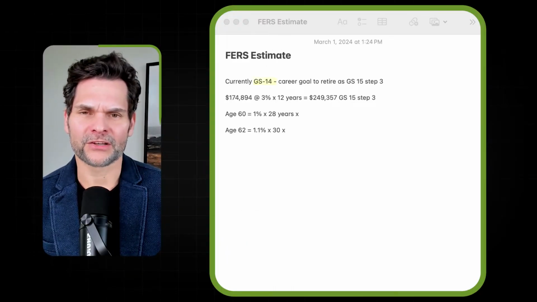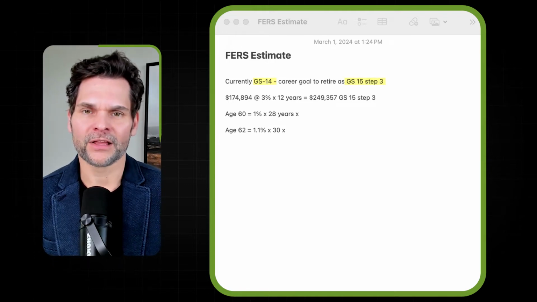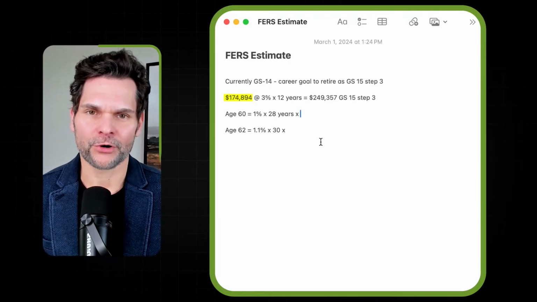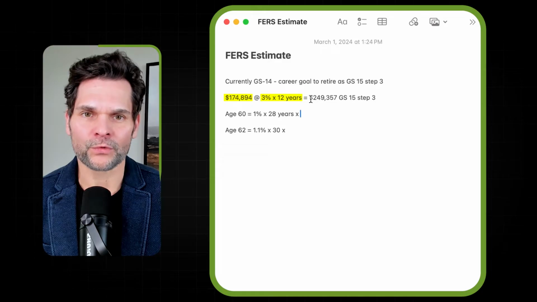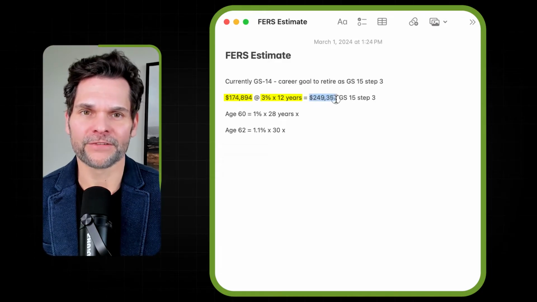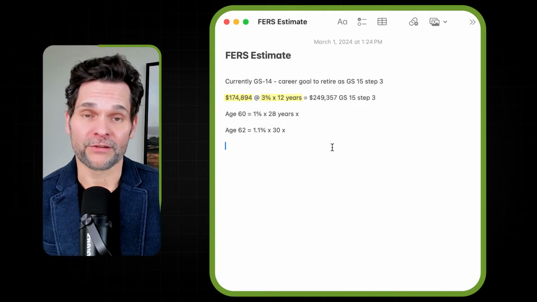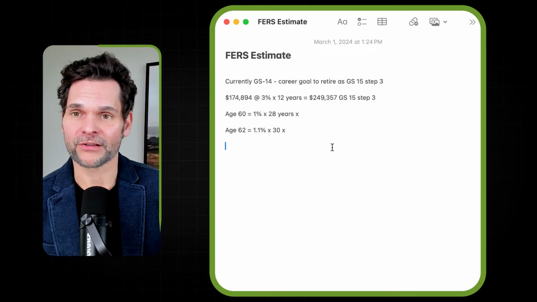So what does that look like? Let's take a look. Here are some of our notes. We said currently GS14, one retires a GS15 step 3. The current salary rate here, $174,894 at 3% for 12 years, runs us up to a $249,357 salary in 12 years, right? If we see those same pay raises, that could be what our high 3 is going to be based on.